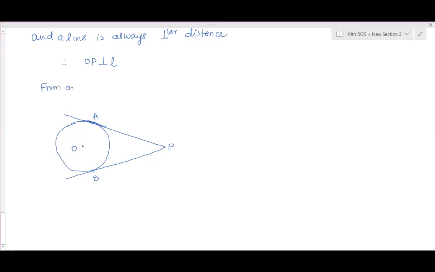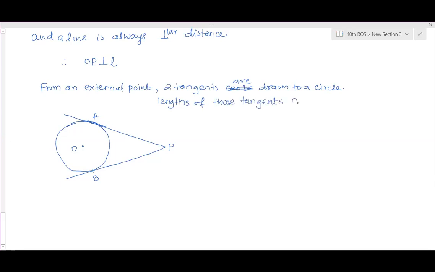From an external point, two tangents are drawn to a circle. Lengths of those two tangents are equal. So we have to prove this one also. That's the next theorem, right? This is the next theorem.